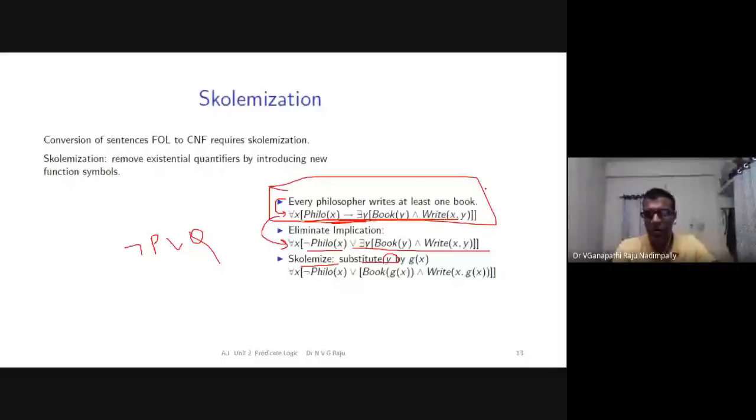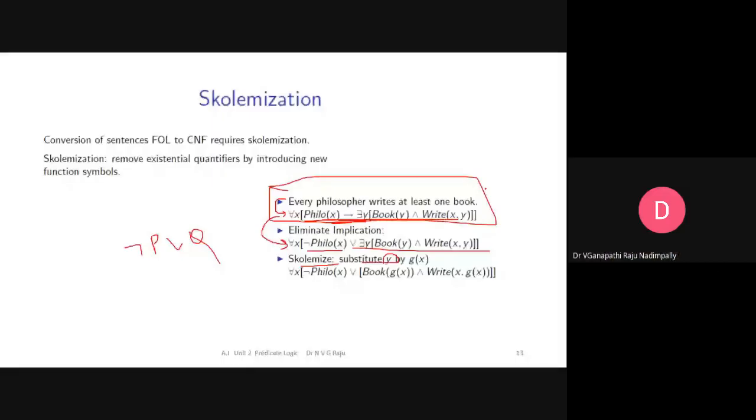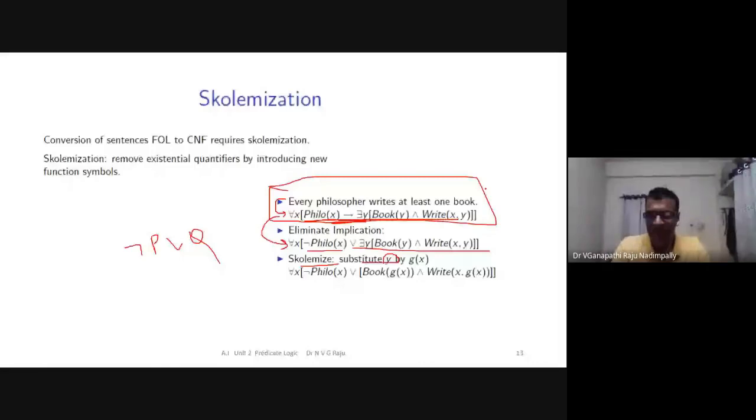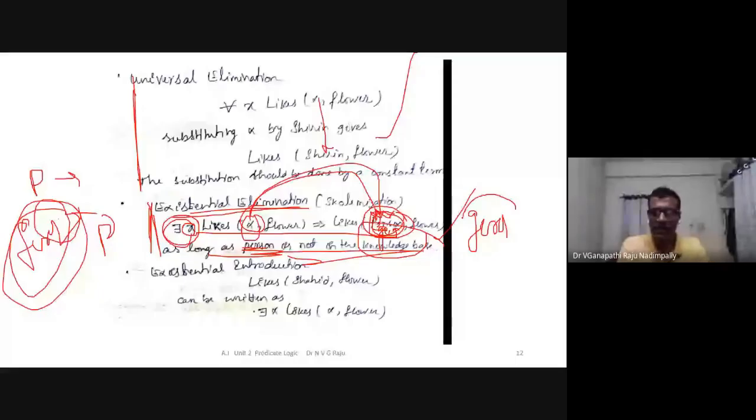Now what I'm doing, observe carefully, is Skolemization. That means substitution of y. Here we don't know one book. What book, that we don't know. So wherever there is a y, I am substituting with a function. In previous also I told the same thing: wherever there is x, I am substituting with a function. Are you getting me? Please tell me whether it is okay or not.